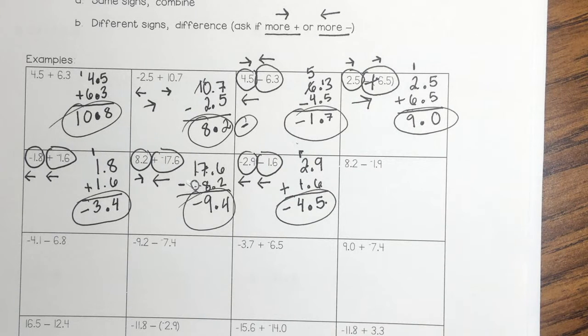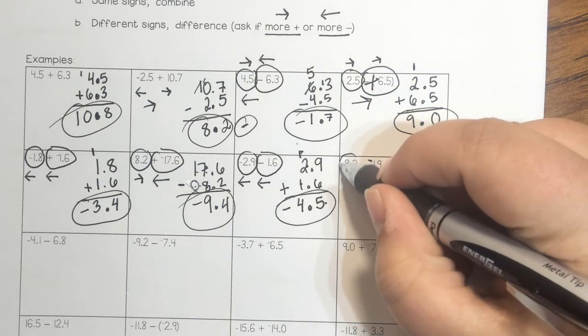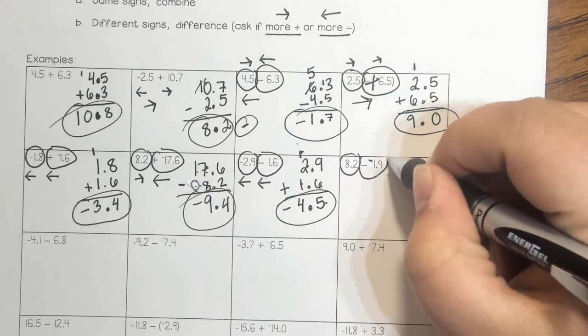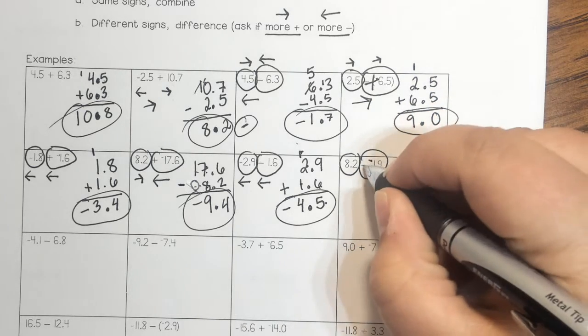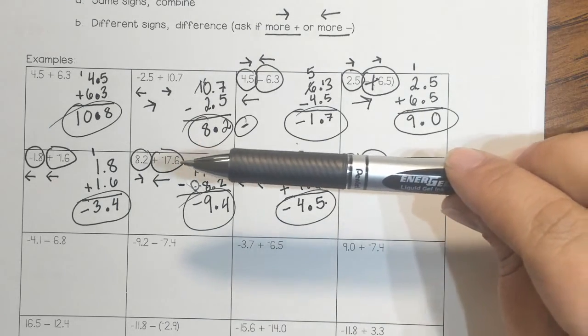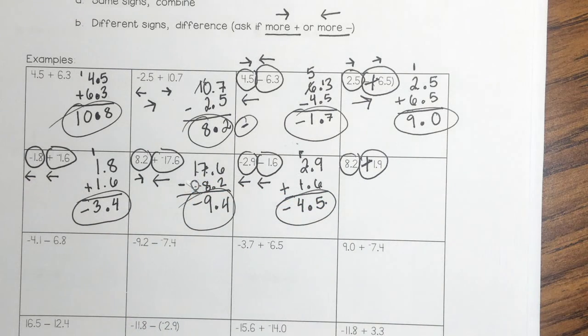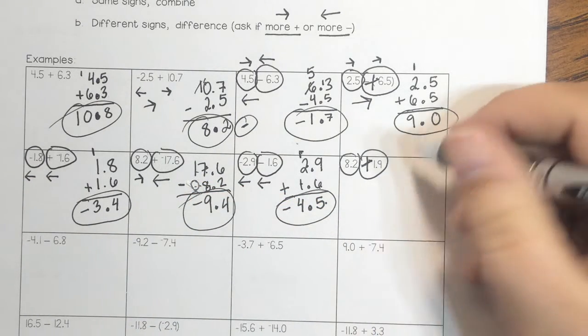Now we've got 8.2 minus, sorry, minus negative 1.9. So we've got 8.2 and then minus a negative 1.9. Remember, minus means to go left, but negative means just change whatever direction that was. So we're going to the right, which is really adding. So we get to combine 8.2 and 1.9.